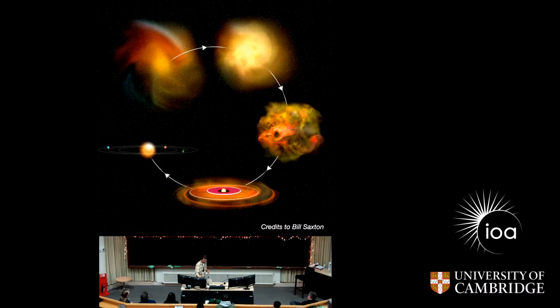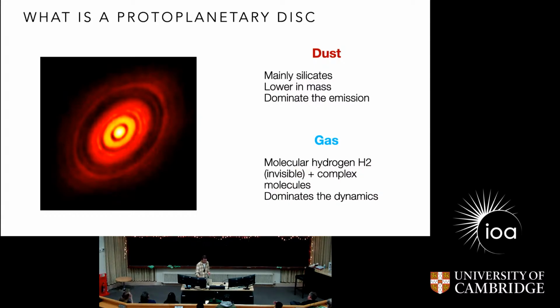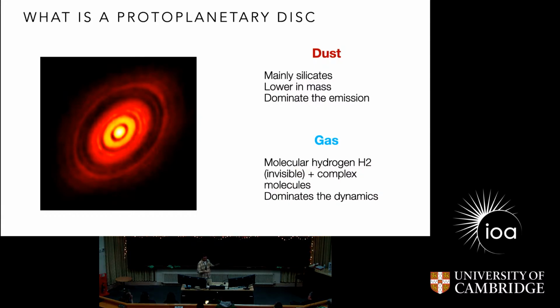We are particularly interested in these disks. These are called protoplanetary disks because they are the environments where the formation of planets takes place. So what is a protoplanetary disk? I showed you how we can form these protoplanetary disks, and now we want to understand a little bit more about the composition and how we can form planets inside them. Protoplanetary disks are mainly composed of two ingredients.